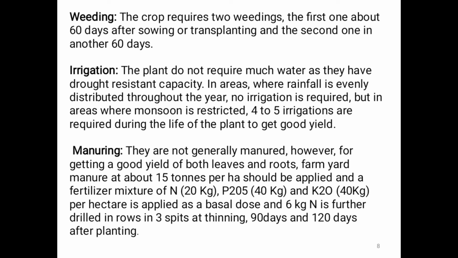Then manuring. They are not generally manured. However, for getting a good yield of both leaves and roots, FYM at about 50 tons per hectare should be applied, and a fertilizer mixture of nitrogen 20 kg, phosphorus 40 kg and potash 40 kg, that is, a fertilizer dose of 20:40:40 per hectare, is applied as a basal dose, and 60 kg nitrogen is further drilled in rows in 3 splits at thinning, 90 days and 120 days after planting.